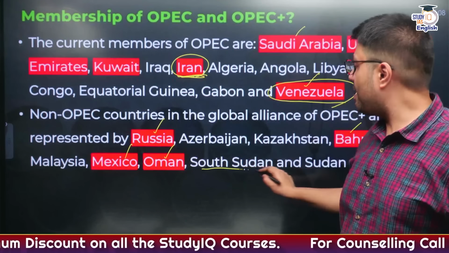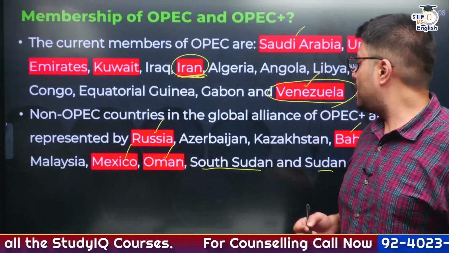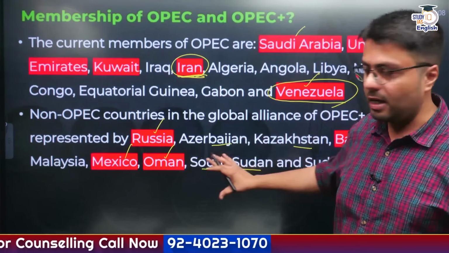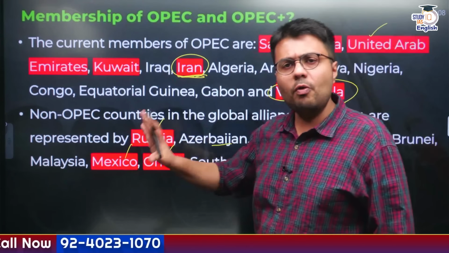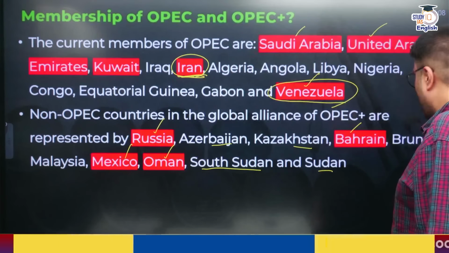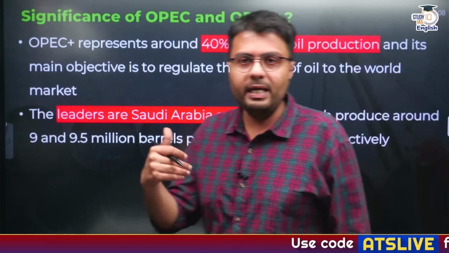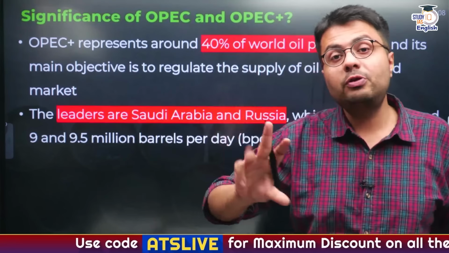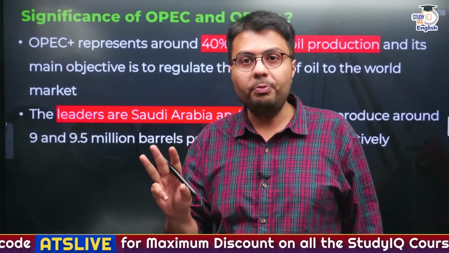It also includes some African countries, South Sudan, as well as Central Asian republics, Azerbaijan, as well as Kazakhstan. So these are the major OPEC Plus as well as OPEC countries. So I don't think you should have a problem in determining which country is a member of which coalition. Now, OPEC is responsible for 30% of global oil production.